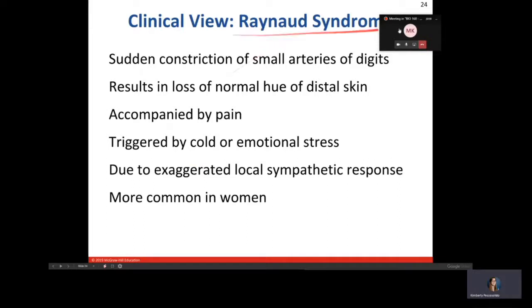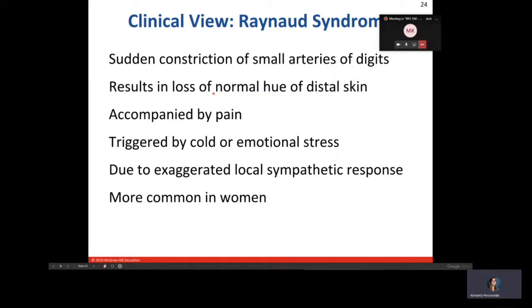Another clinical view is Raynaud's syndrome, and this is sudden constriction of the small arteries of the digits, right? So remember that our sympathetic nervous system is going to be important with causing constriction of our arteries. And these digits are not going to the skeletal muscle, they're not going to the heart, so they're going to constrict in response to that sympathetic nervous system. And this results in loss of normal hue of the distal skin.